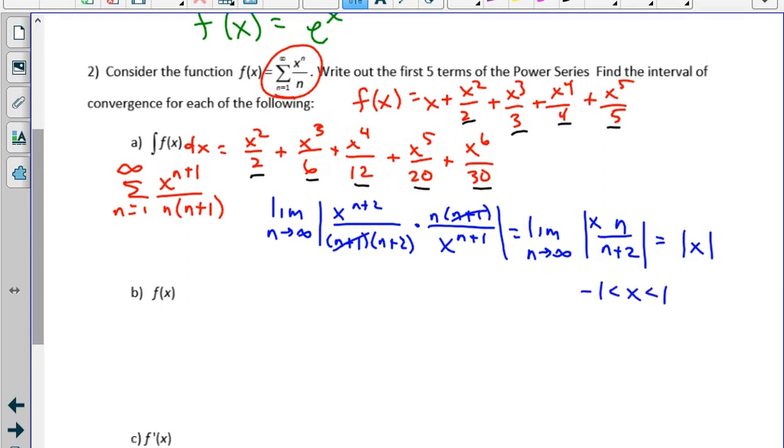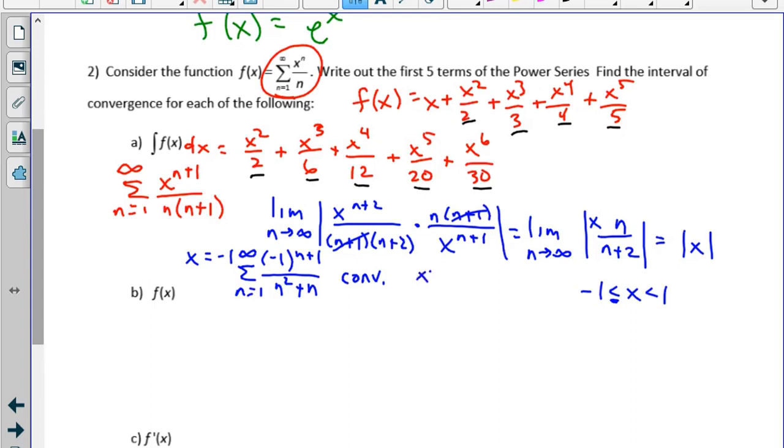I have to check the endpoints. So at x equals -1, I have -1 to the n plus 1 over n times n plus 1, which is the same thing as n squared plus n. So that's the sum as n equals 1 to infinity. If I look at that, that converges not just by the alternating series test, but by direct comparison with a p-series or a limit comparison with a p-series. So at -1, that works. So I'm going to make that a less than or equal to.